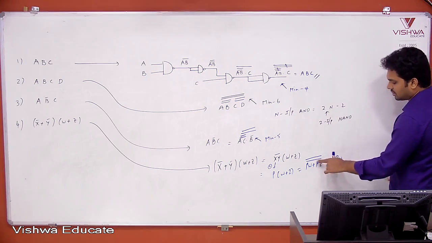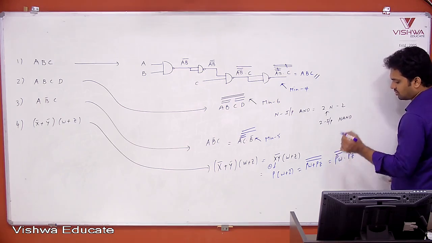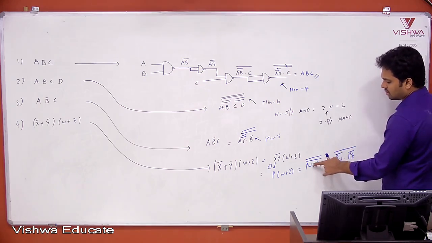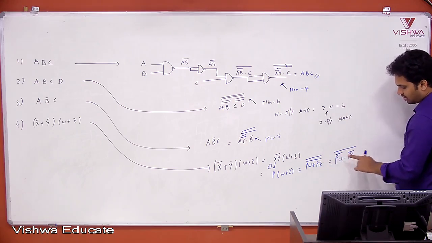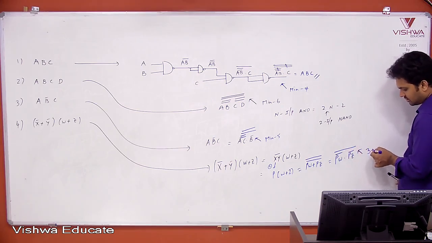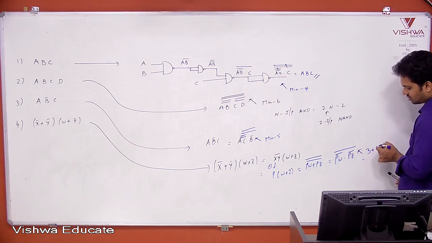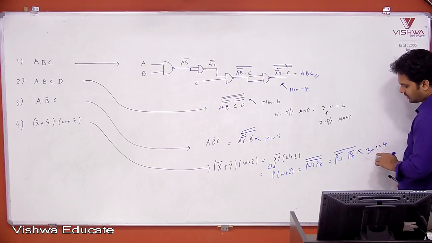PW plus PZ whole bar is PW bar into PZ bar whole bar, by De Morgan's law. Now I am seeing only dots. How many bars are present? Simply tell me. 1, 2, 3. Plus 1 bar is required for P. So 3 plus 1 is how much? 4. So total how many gates are required? Minimum 4 NAND gates are required. Is it clear? Why one extra is required?